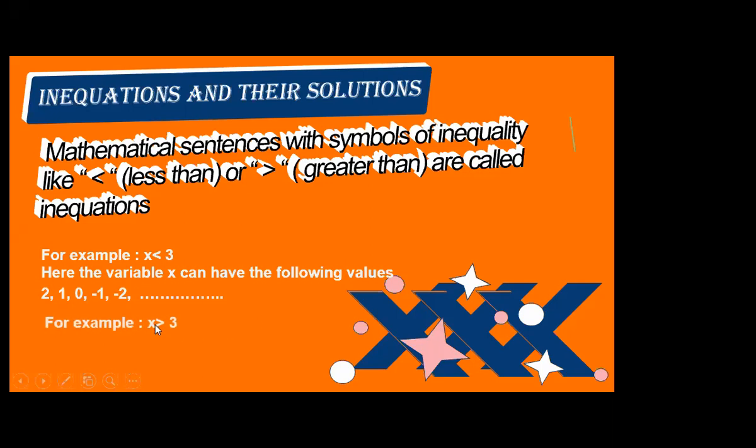For example, if x is greater than 3, here you can see that the greater than sign is used between x and 3. X is greater than 3 means the variable x can have the following values. What will the values be when x is greater than 3? The values which are bigger than 3. The numbers bigger than 3 are 4, 5, 6, 7, 8, and so on. This is a solution of x. Getting my point? So these are examples of inequation.